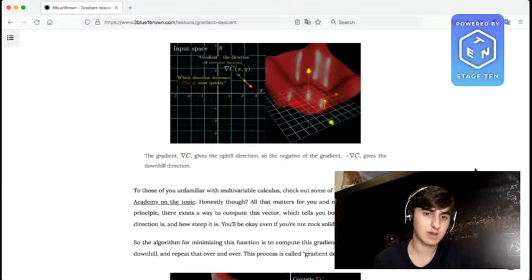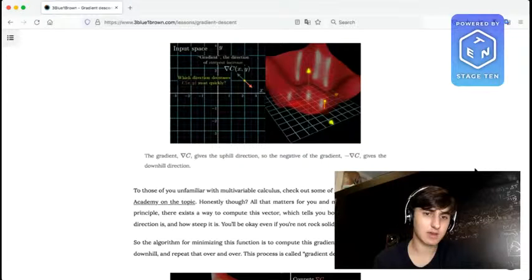So the algorithm for minimizing this function is to compute this gradient direction, take a step downhill, and repeat that over and over. This process is called gradient descent. So we're going to compute the gradient, take a small step in the negative gradient direction, and then repeat. Gradient descent just means walking in the downhill direction to minimize the cost function. And remember, our cost function is specifically designed to measure how bad the network is at classifying the training examples. So changing the weights and biases to decrease the cost will make the network's performance better.